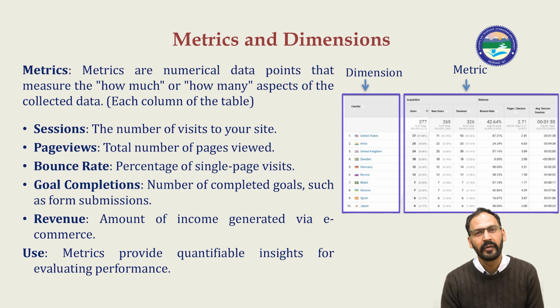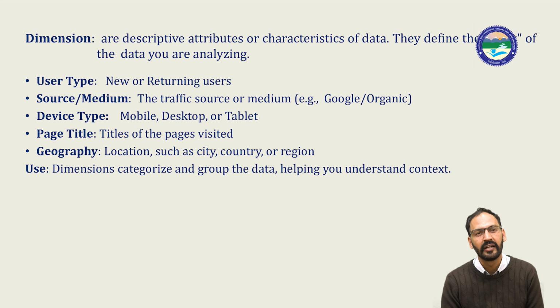In Google Analytics, metrics and dimensions are two key components used to analyze and report data about your website or application performance. Metrics are numerical measurements such as length of session, page views, or conversion rates, which indicate performance data in numerical form, while the dimensions are qualitative characteristics such as user type, source of traffic, device category, page title, and user locations. The next one is sessions.